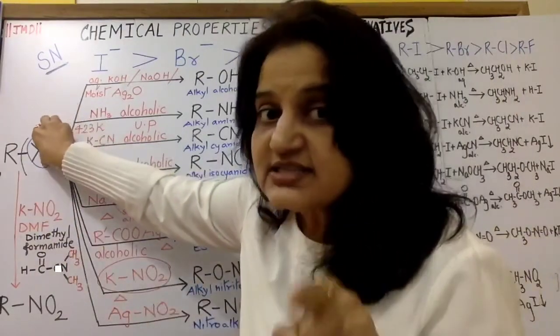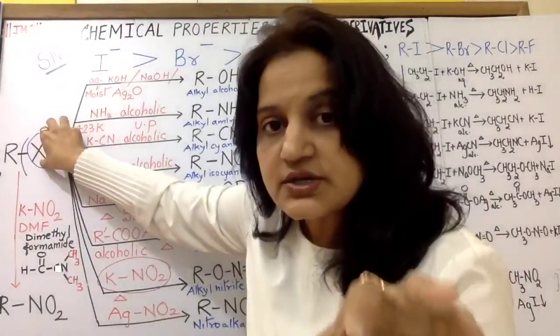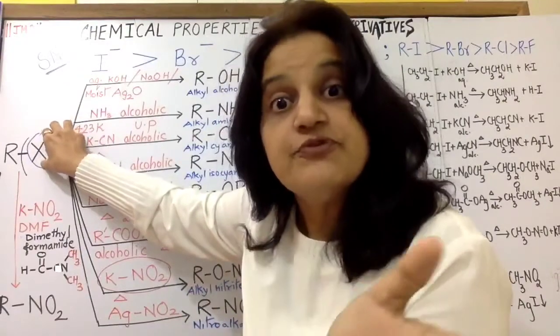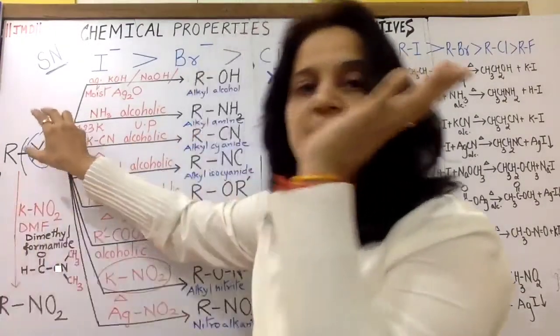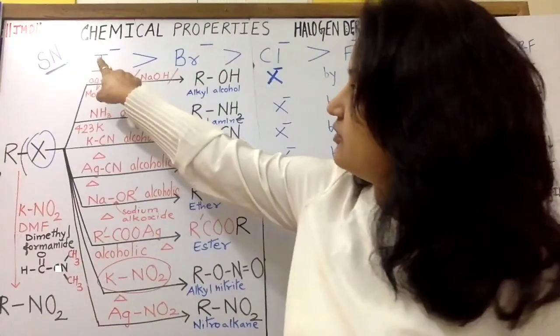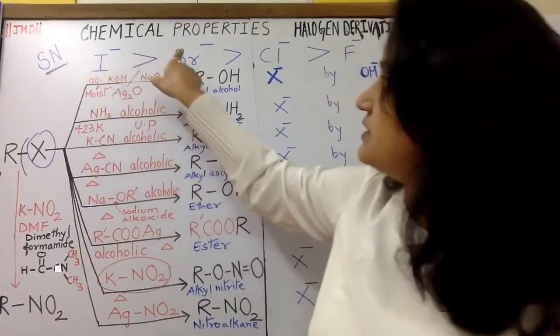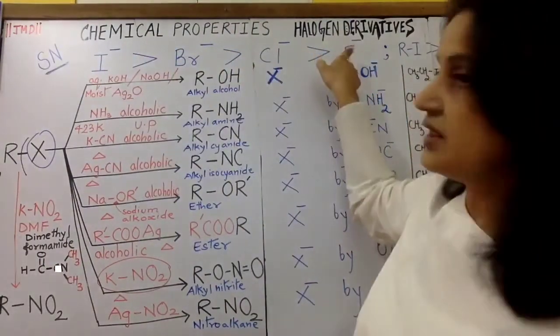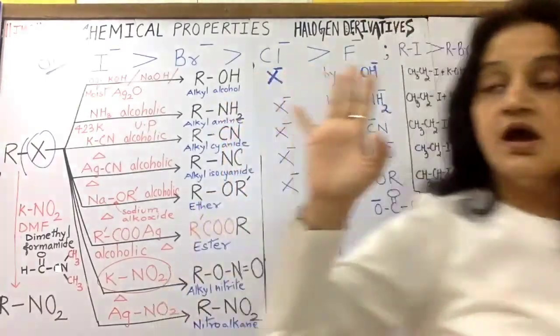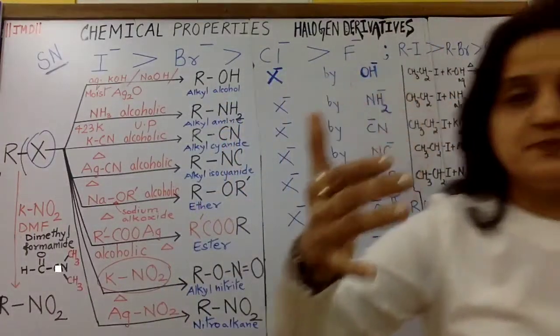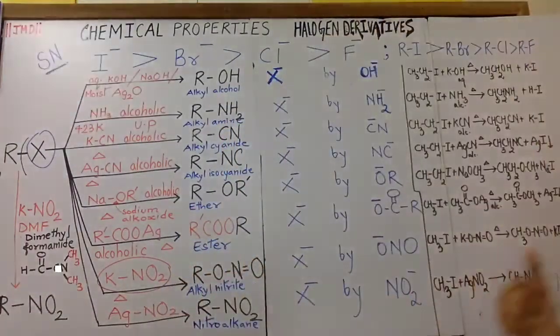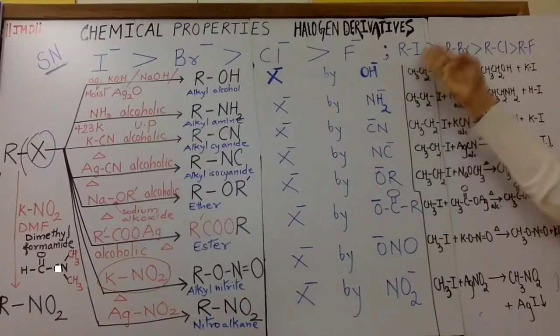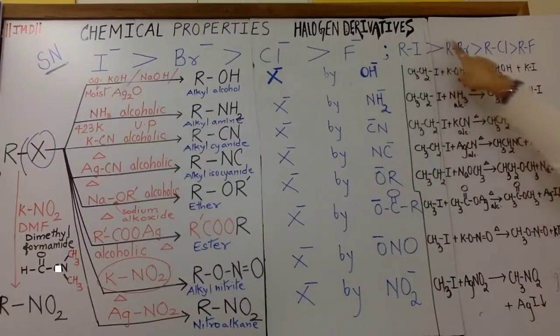The larger this halide ion, the faster will be the substitution. So the order of reactivity is iodide greater than bromide, greater than chloride, greater than fluoride. Iodide will be displaced fastest. And the order of reactivity of alkyl halides is alkyl iodide greater than alkyl bromide, greater than alkyl chloride, greater than alkyl fluoride.